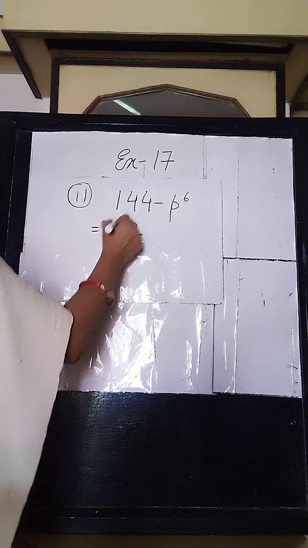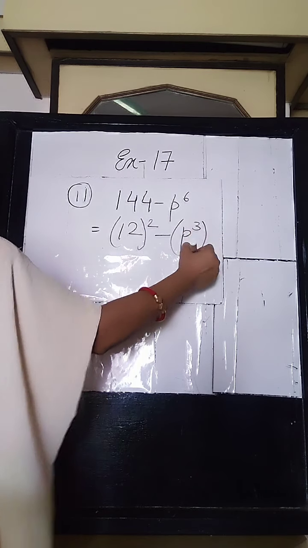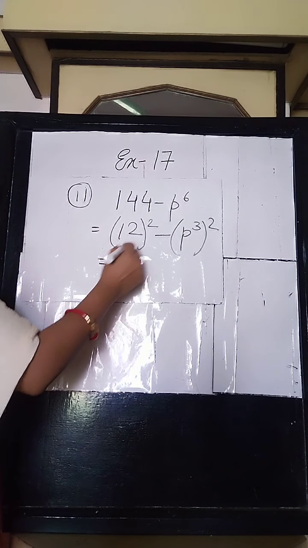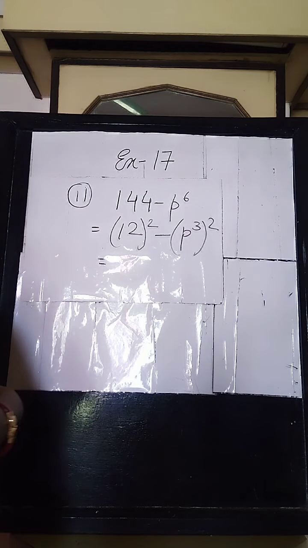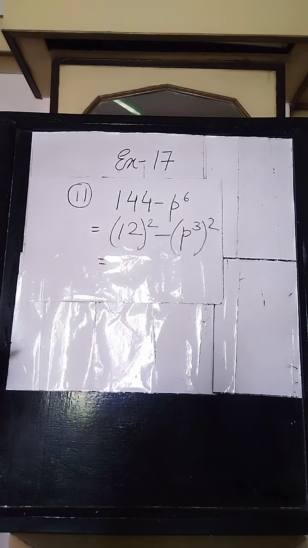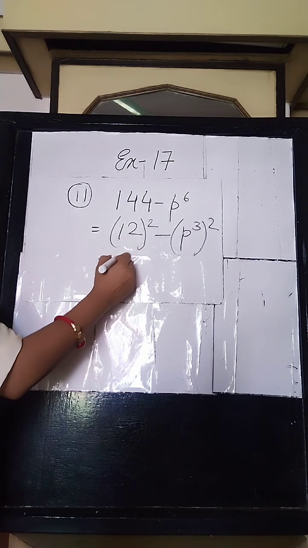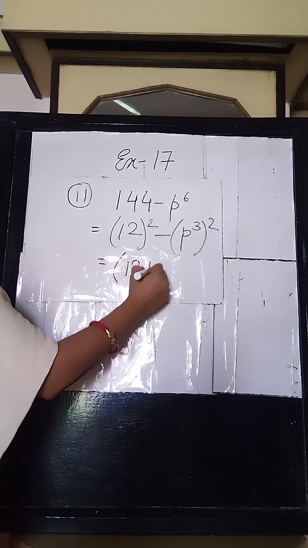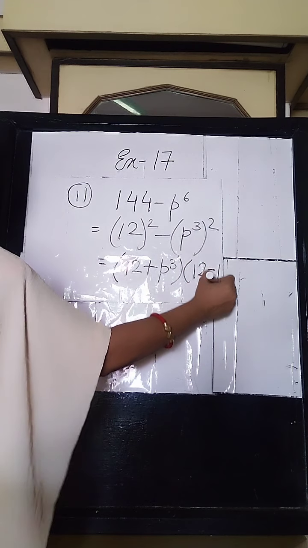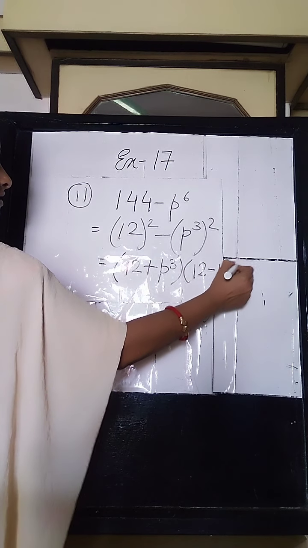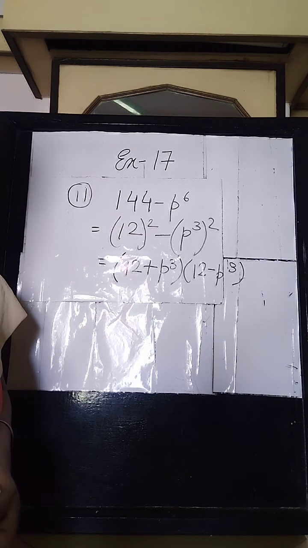144 is the square of 12, whereas p to the power 6 is the square of p cube. Yes, powers are multiplied, so p cube. So 12 plus p cube and 12 minus p cube. As simple as that. You can see how easy these sums are.